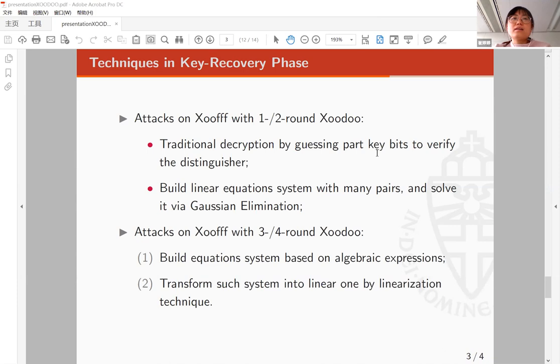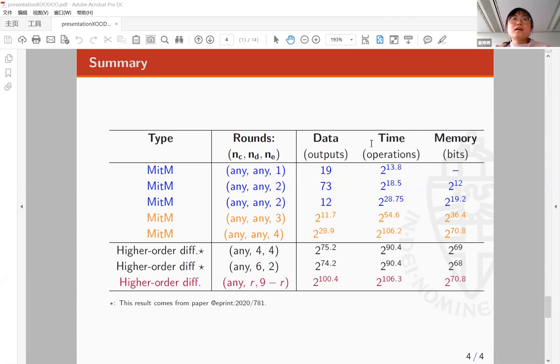Our attacks are summarized in this table. From this table, we can see, first, that our attacks are independent of the compression layer. Second, the attacks on ZOOF with one round and two rounds are practical. Besides that, the attacks on ZOOF with three or four rounds have been verified by experiment on a toy version of ZOOF.